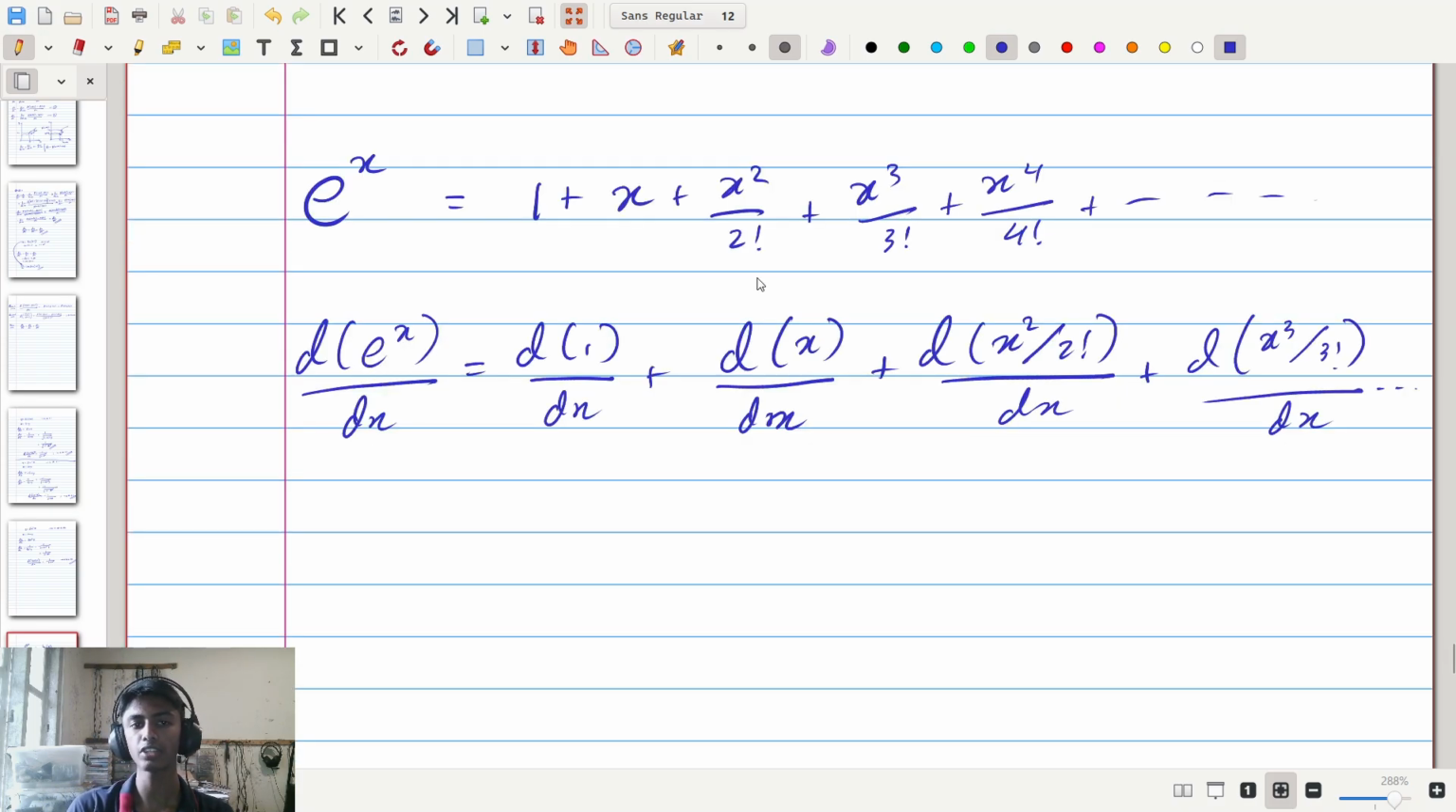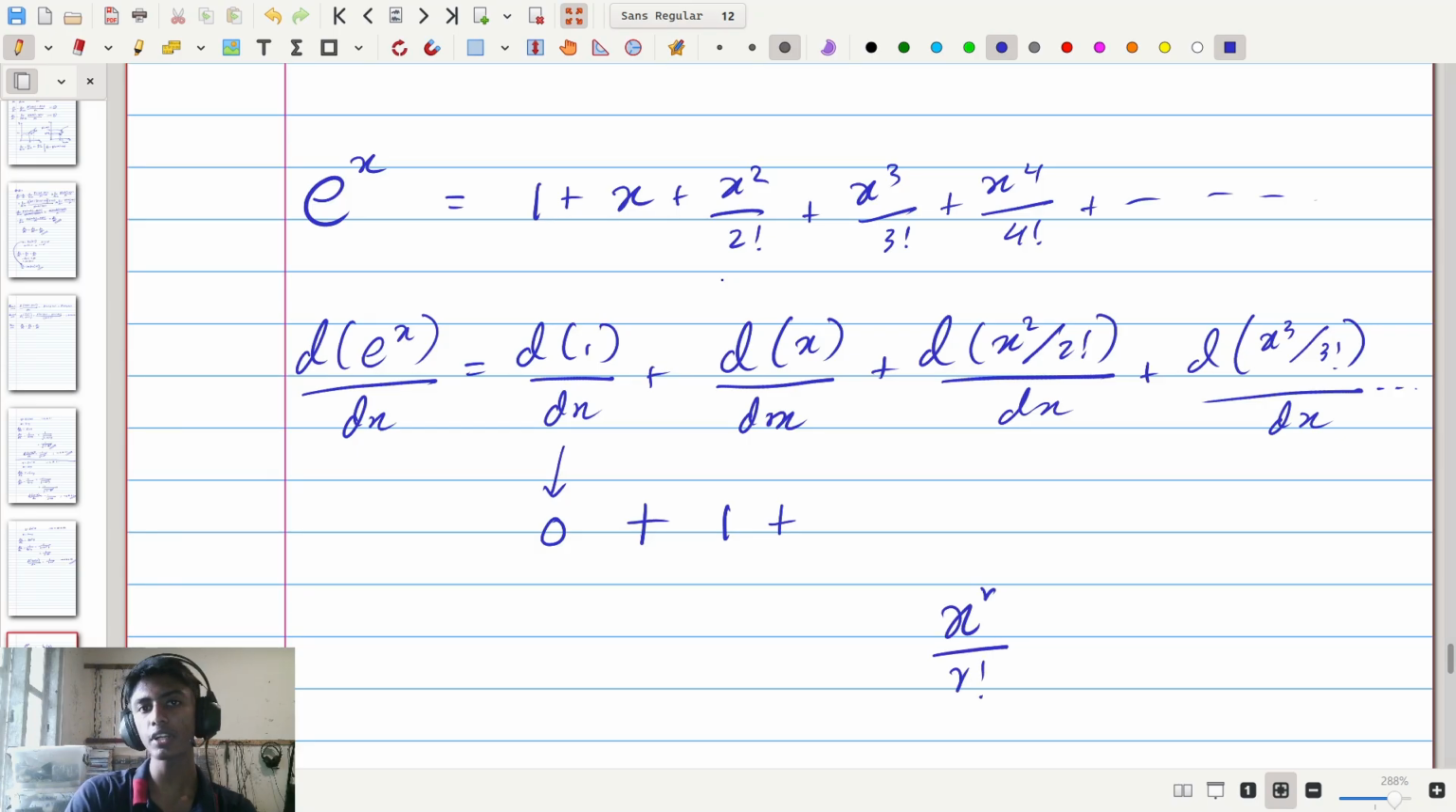So here, let's try and evaluate each of these and see what we get. The derivative of 1 is going to be 0, because 1 is 1 times x to the power of 0. Using our knowledge of the derivative of x to the power of n, this is going to turn into 0 times x to the negative 1, which is 0. So therefore the derivative of 1 is 0, plus the derivative of x with respect to x is 1, plus, and all of the terms after that have the form x to the power of r divided by r factorial.